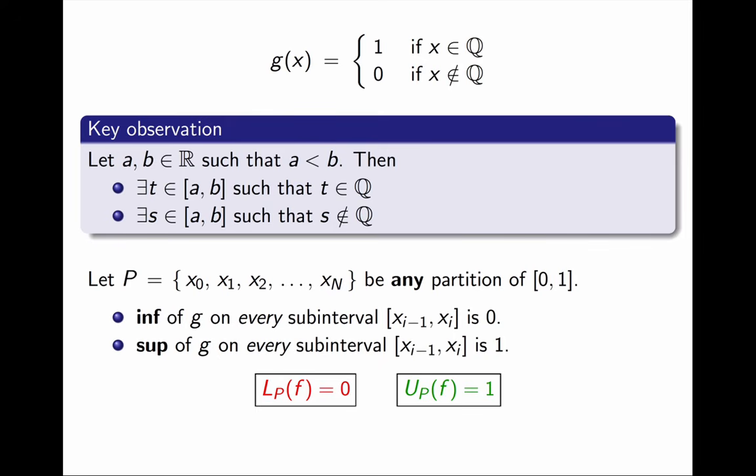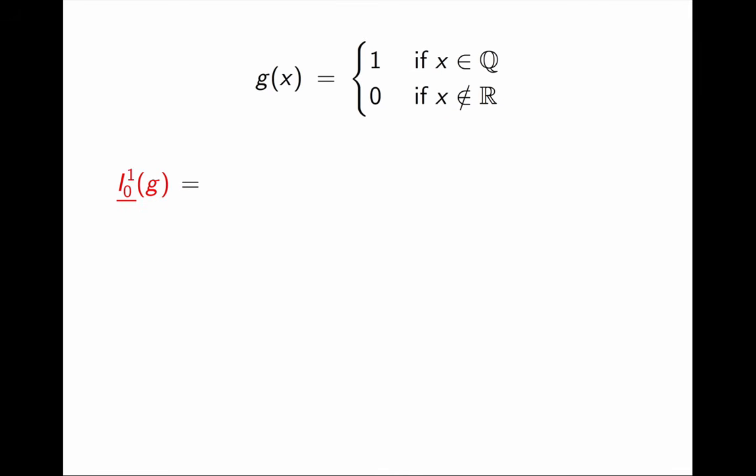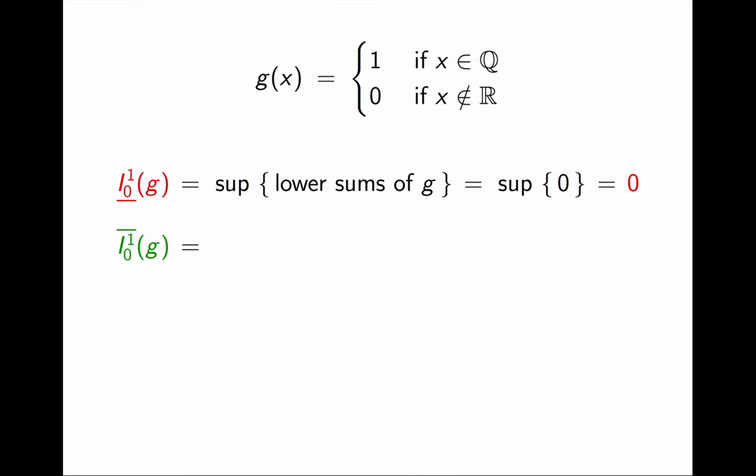Now that we know this, the rest of the calculation is simple. The lower integral is the supremum of the set of all lower sums, but that is a set with one single element, 0, so the lower integral is 0. And the upper integral is the infimum of the set of all upper sums, but that is a set with one single element, 1, so the upper integral is 1.